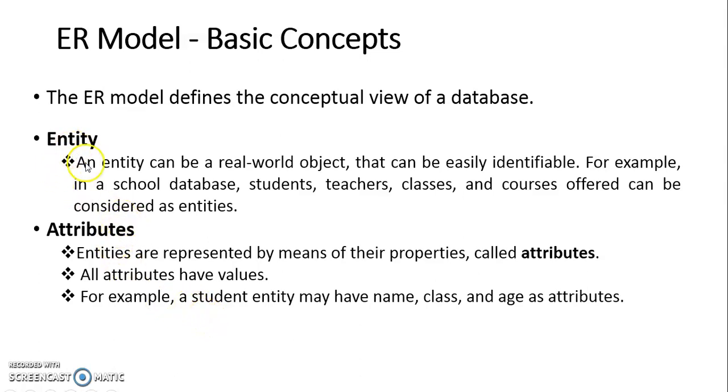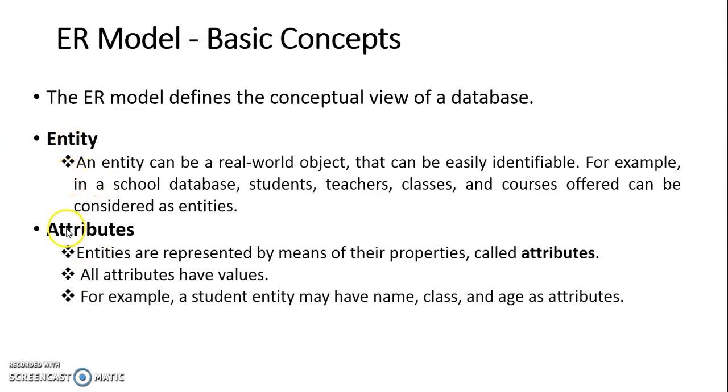Here an entity is nothing but a real world object which can be easily identifiable. For example, if you have a college database, then your college is one entity. Under college we have staff, faculty, departments. Under department we have laboratory, we have subjects. All the entities which you can easily identify are known as entities.